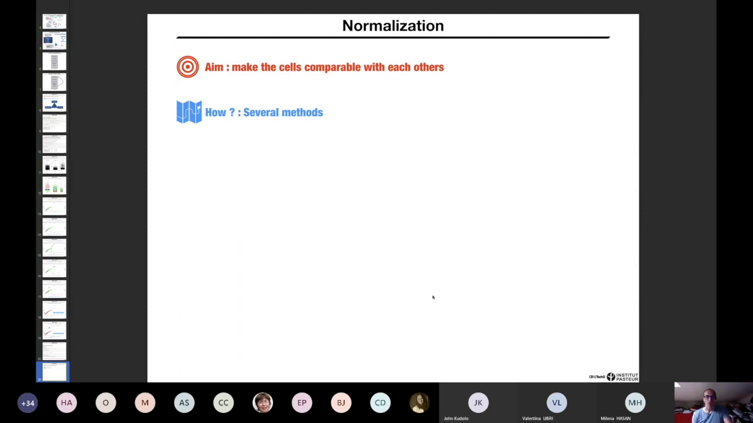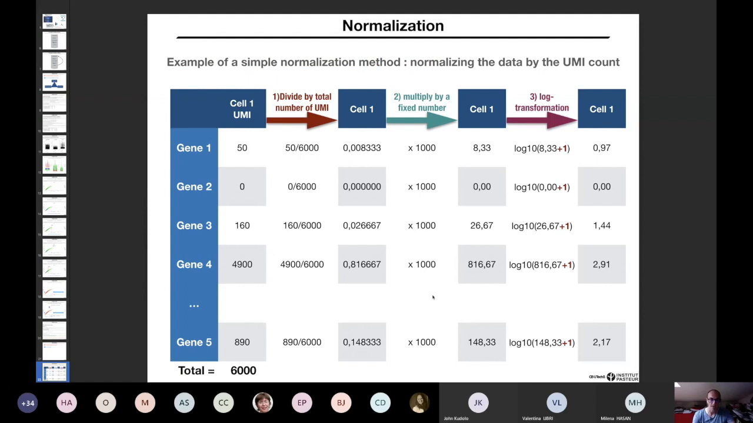After doing the quality control, we can do the normalization. The aim would be to make the cells comparable with each other. How can we do that? There are several methods, from simple to very complex. And this is an example of a simple normalization that we can do. It's a normalization of the data by the UMI count.